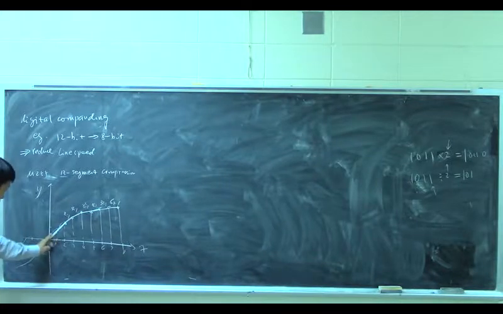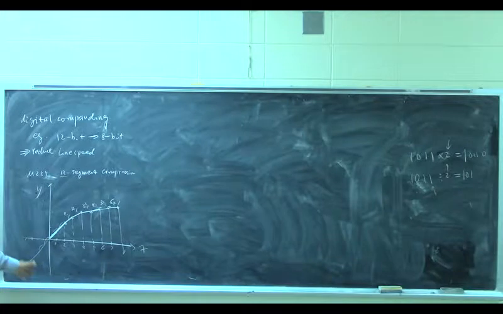And we have an anti-symmetric curve on this side. For negative input, we get negative output, but the compression ratios are the same. Any questions on this?